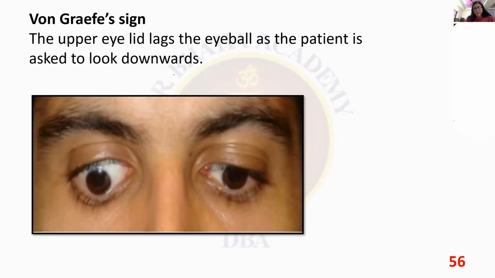Now this is von Graefe's. If you ask the patient to look down, the upper eyelid lags behind the eyeball, as the patient is asked to look downward, and you can see the upper limbus. You can see the upper limbus. See? Can you see the upper limbus here? So that is the von Graefe's sign.